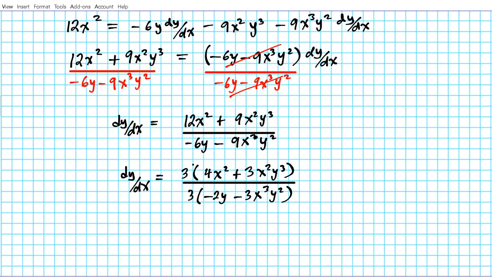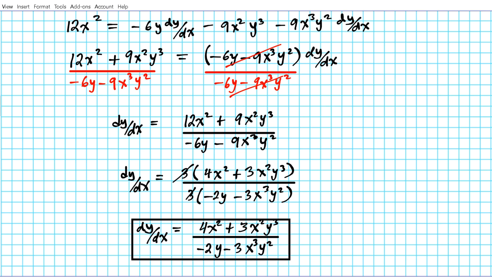And then you notice you can divide that out, and that will leave us with our final answer. Dy/dx equals 4x squared plus 3x squared y to the third, divided by negative 2y minus 3x to the cube y to the second. And that, ladies and gentlemen, is the answer to question number 2.